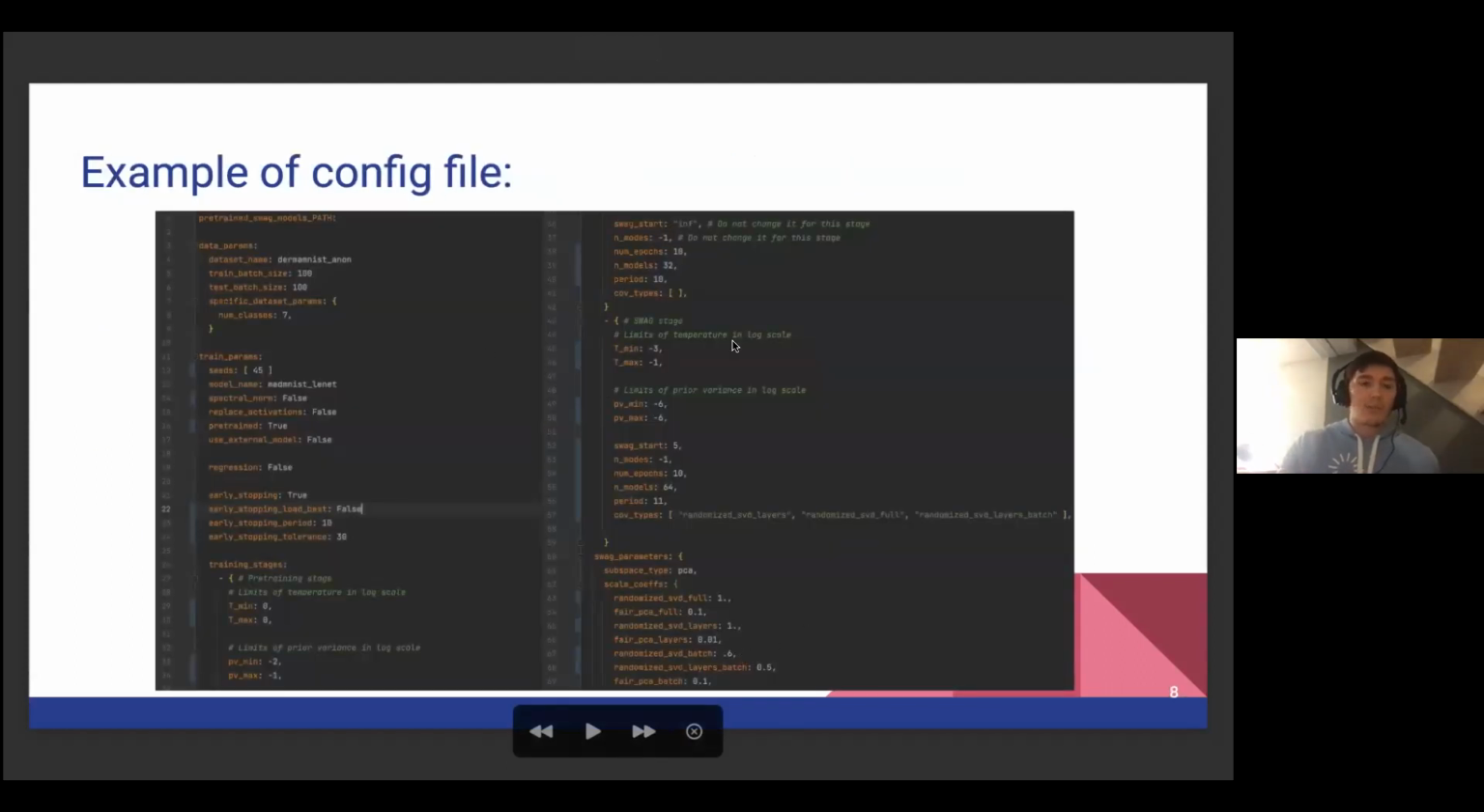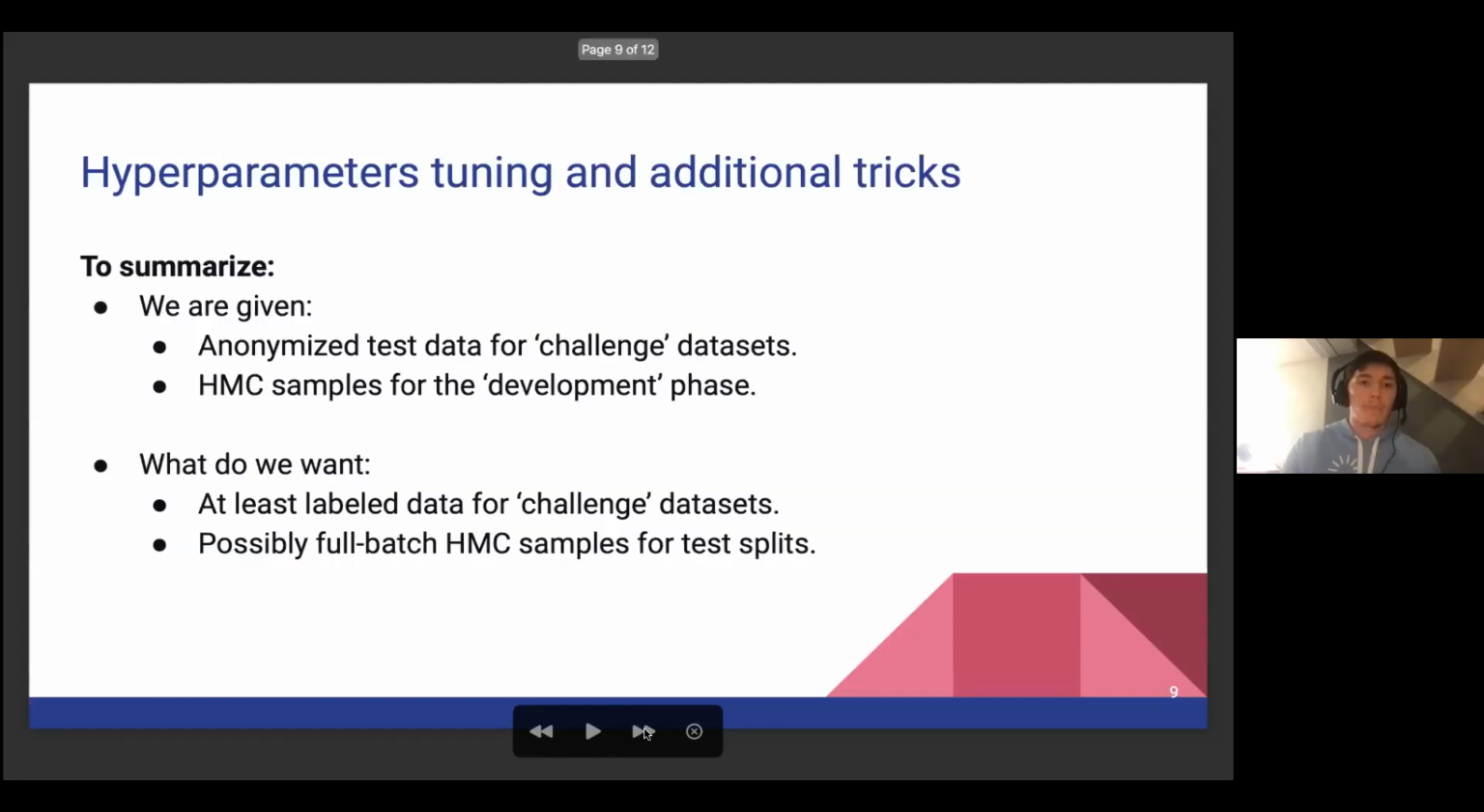This is an example of the config file we had. You see it's just for the sake of illustration, but we have a huge number of hyperparameters, and it's very vital to tune them. To summarize, we are given anonymized test data, which I call challenge data sets, by which I mean the data sets on the leaderboard. And we have HMC samples and HMC predictive distribution for the development phase. What we want is at least labeled data for the leaderboard data sets and possibly a fair HMC predictive distribution for them.